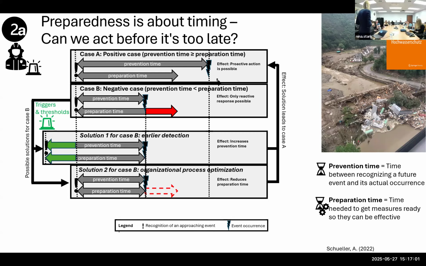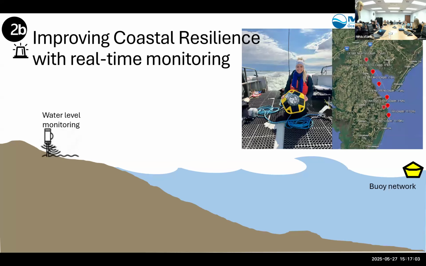I'm doing this in Delaware. So we have there a real-time monitoring to improve coastal resilience. So we bring out water level sensors and wave buoys along Delaware's coast and bay. So we have 7 wave buoys and several water level sensors.